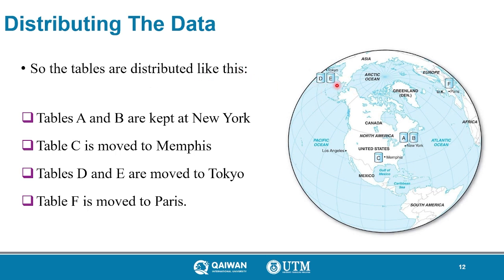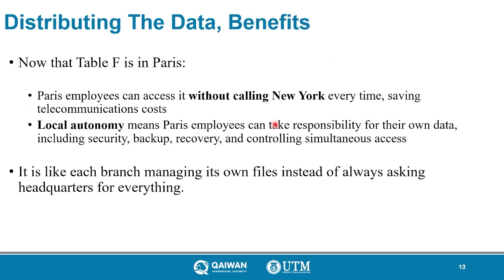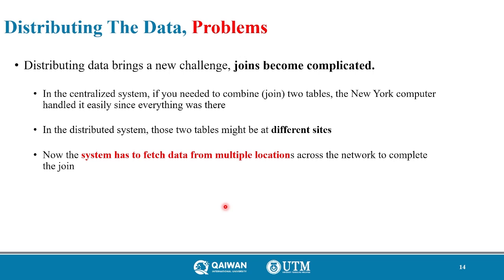Now, in Tokyo, we have D and E. In Paris, we have F. In Memphis, we have table C, and in New York, we have A and B. Now the table F is in Paris. Paris employees can access it without calling New York every time, saving telecommunication costs. And local autonomy means Paris employees can take responsibility for their own data, including security, backup recovery, and controlling simultaneous access. It's like each branch managing its own files instead of always asking HQ, or headquarters, for everything.